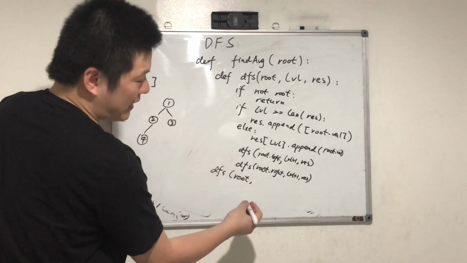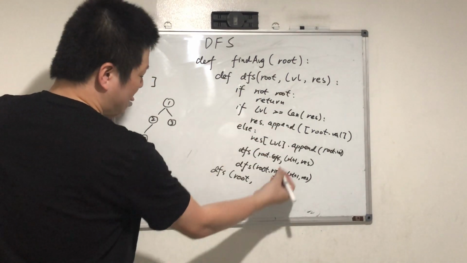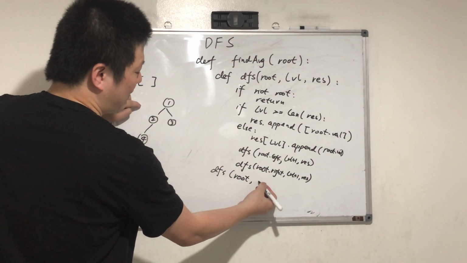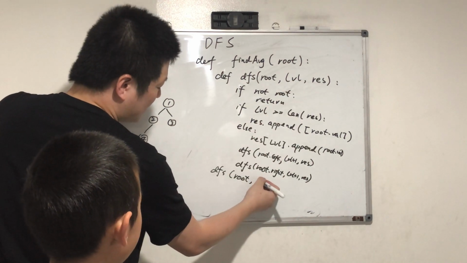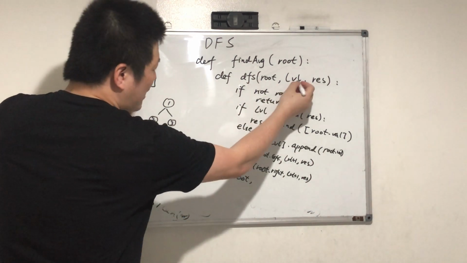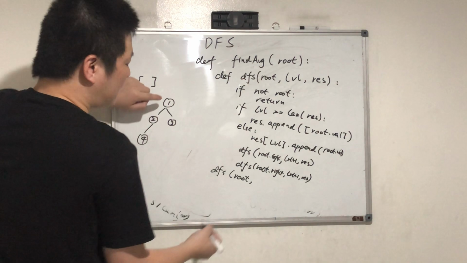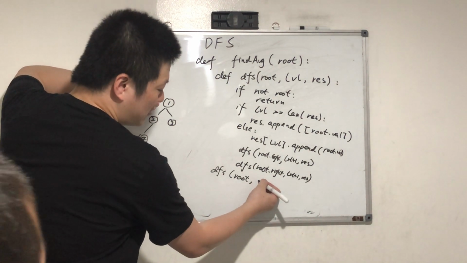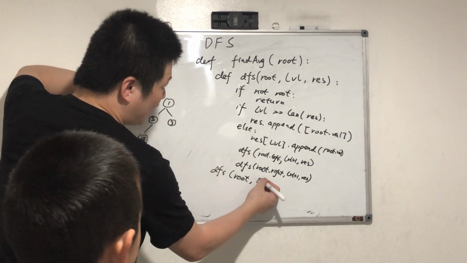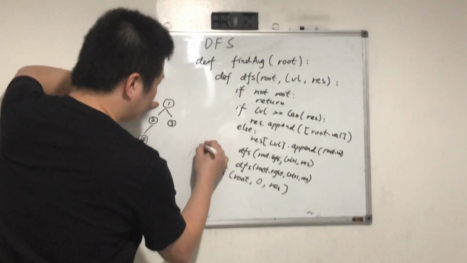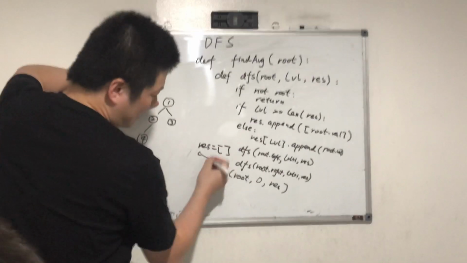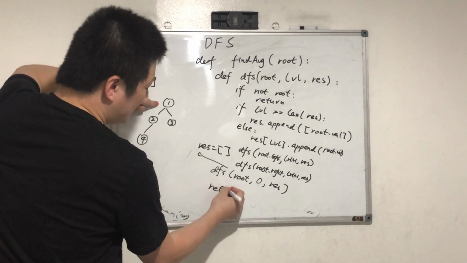And what should I put at the beginning, the second parameter, if I want to call this? What's the beginning of the root level? No, this is the function parameter. The root is at level what? First level, 0. And then I need to declare a result here, result equals an empty list, right? At the beginning. And then return.